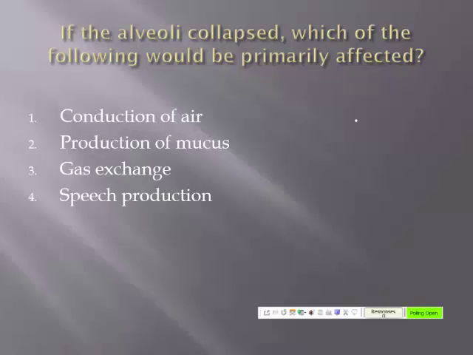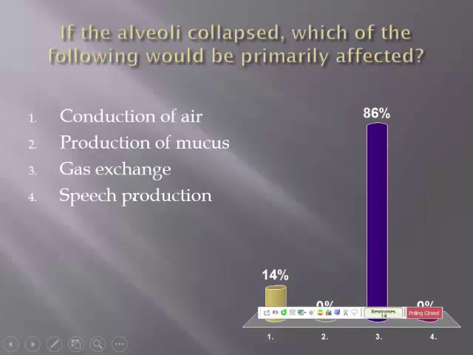So let's say I told you atelectasis happens. If the alveoli collapsed, which function would be primarily affected? Gas exchange, yes, gas exchange. Conduction of air, right from the nose, down the larynx, down the trachea, down the bronchi, down the bronchioles, all that is still happening. But when it gets to the alveoli, they have collapsed and gas exchange is not occurring. So that's what is going to be primarily affected.